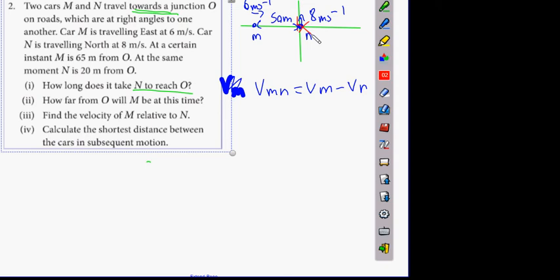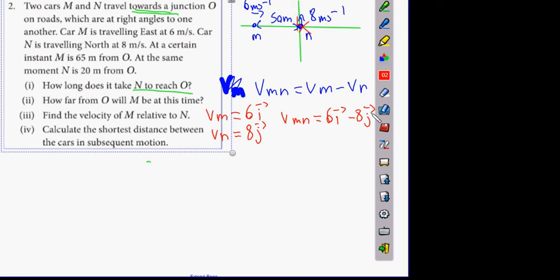Okay, so what is the velocity of M? Anybody? 6i. 6i. The velocity of N? Anybody? 8j. The velocity of M relative to N? 6i minus 8j.